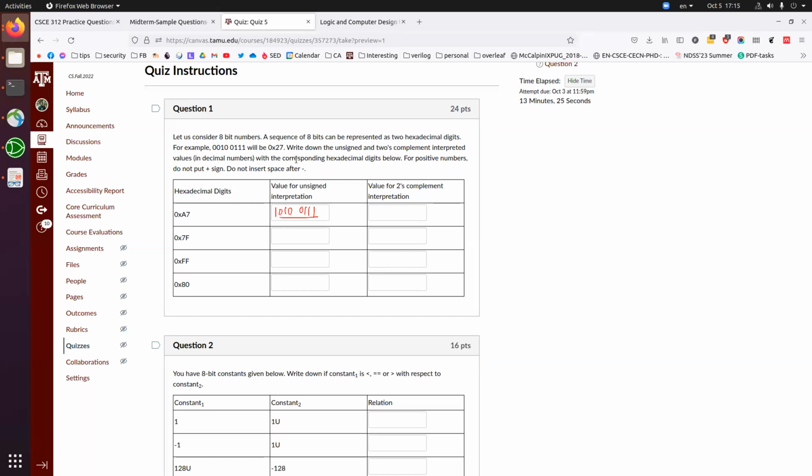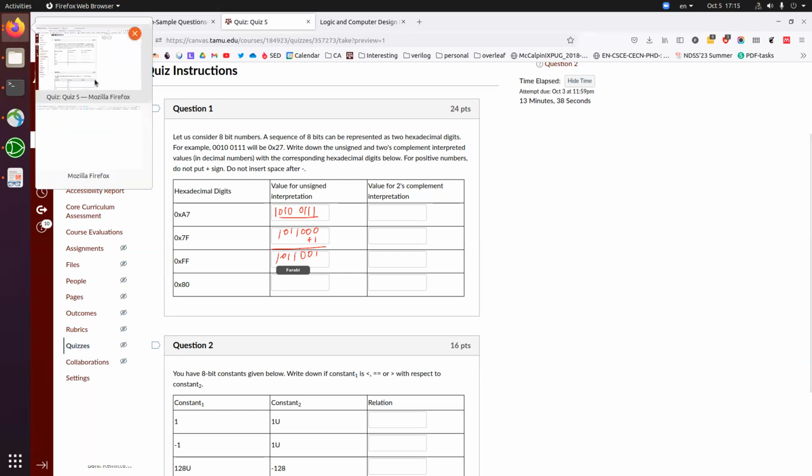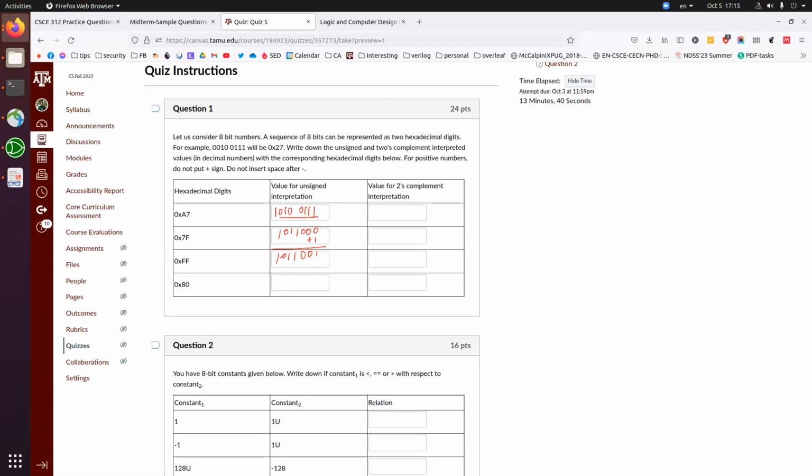So get the 2's complement of this value, which would be 0, 0, 1, 1, 0, 1 plus 1, that is 1, 0, 1, 1, 0, 0, 1. The number that is 101 1001, that is 89. So the value for 2's complement notation should be minus 89. Do you understand that?